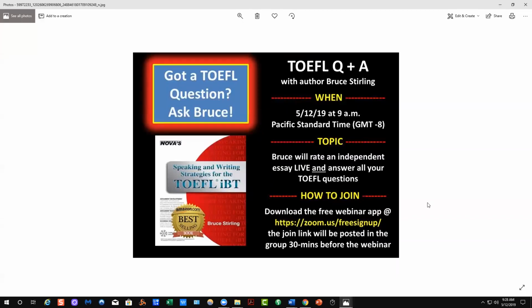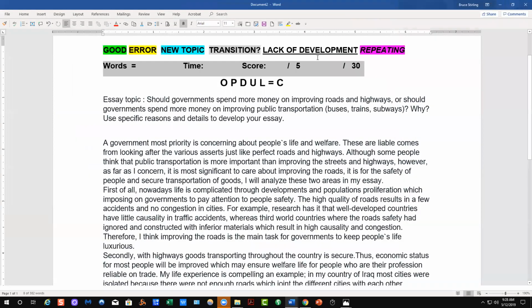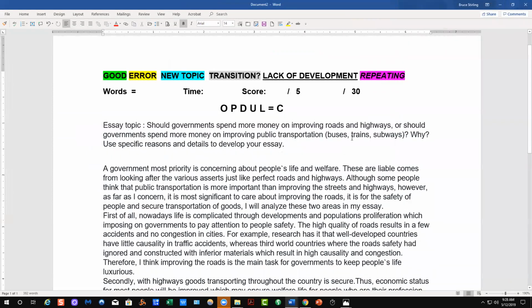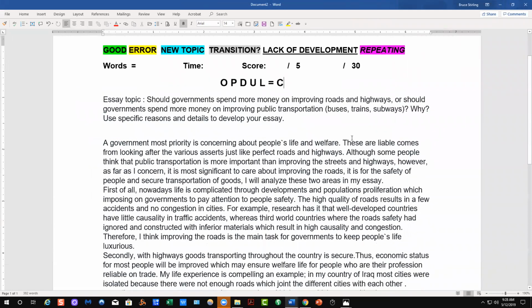Okay, well, let's rate a couple of TOEFL essays. Here's the first essay. You might have seen this one posted in the group. As you know, if you're familiar with the group, this is my process.